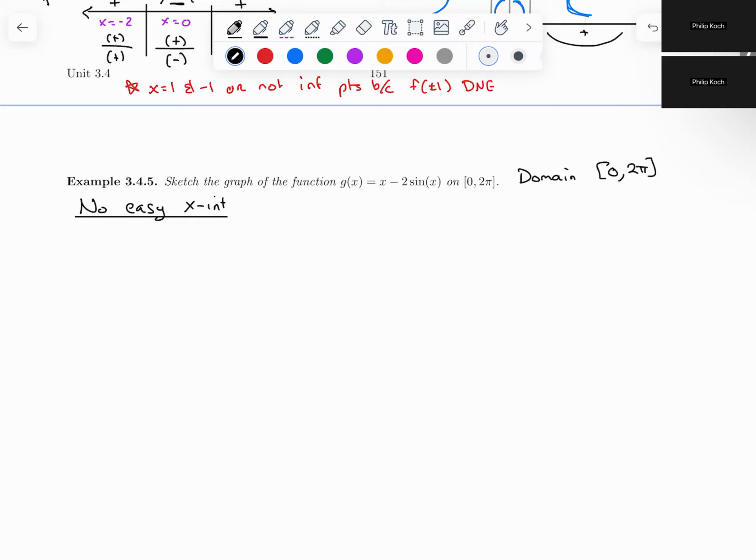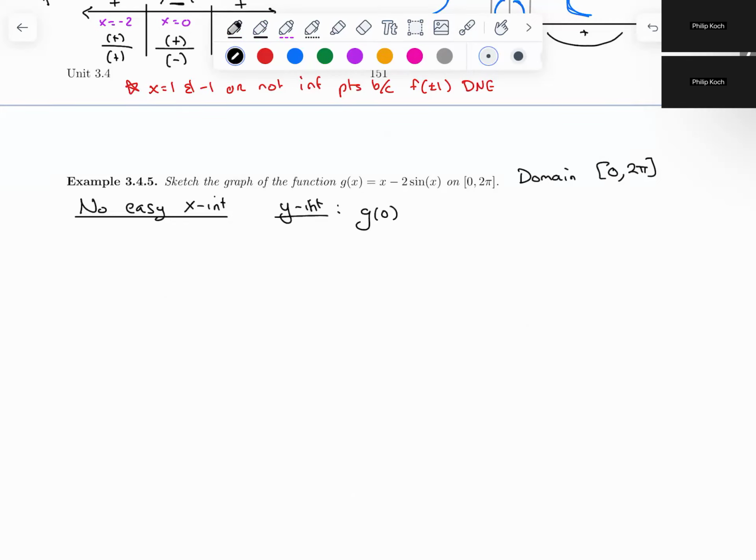It requires using a thing that we actually are not going to study in this class, but it is a calculus thing, Newton's method of approximations. So you have to do that to figure out roughly where it is. But even then, it's very, very challenging. So no easy x-intercepts. And then y-intercepts.